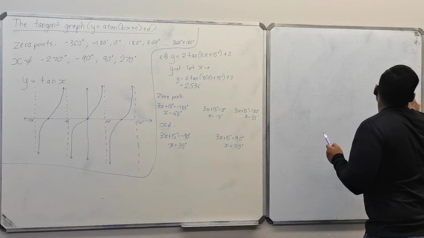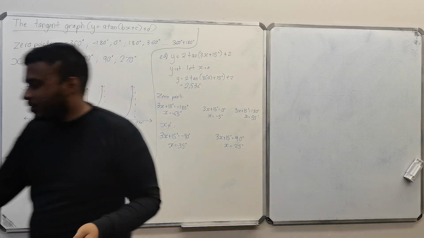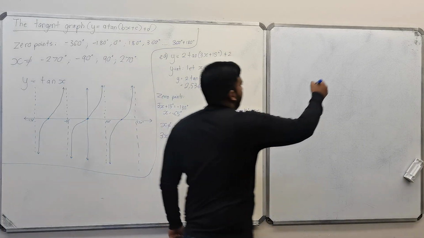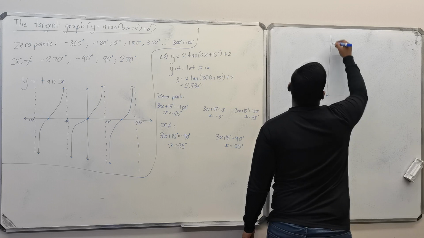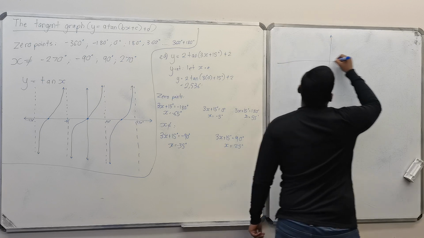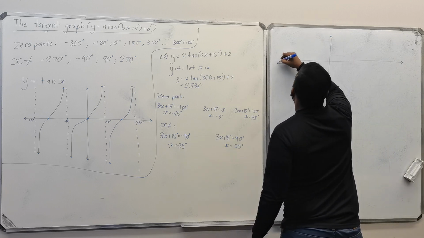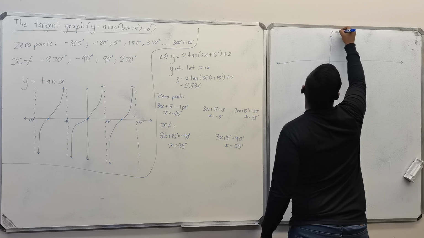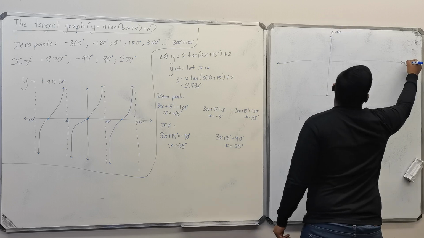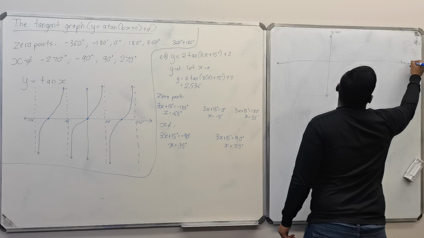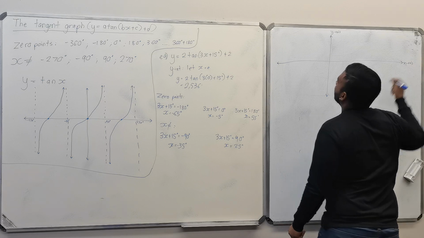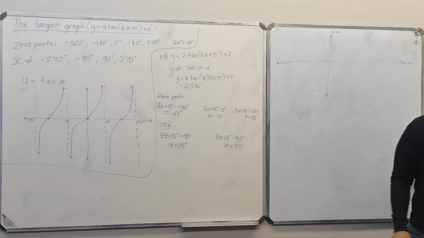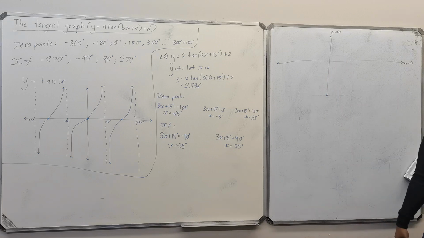Okay, so let's draw the graph. You would draw your axis first. This is your y-axis. Looking at the graph, the only thing I told you was amplitude won't affect it. Everything else still affects it.